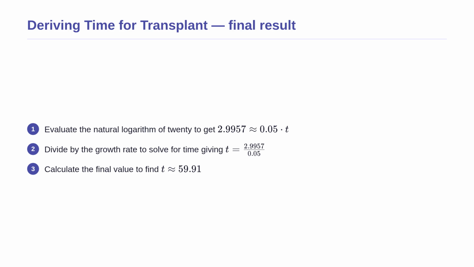We are now at the final stages of our derivation. We evaluate the natural logarithm of 20, which is approximately 2.9957. Now we have a simple linear equation. To find the final time t, we just need to divide this value by our growth rate of 0.05. The calculation gives us a time of approximately 59.91 hours.